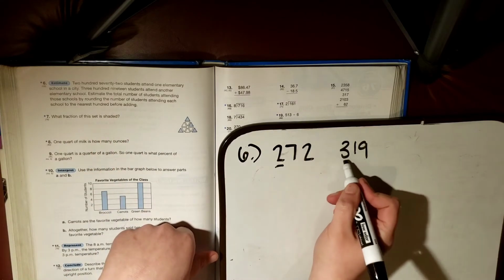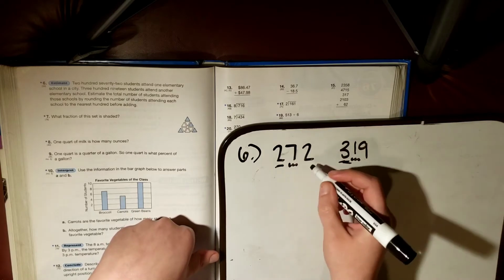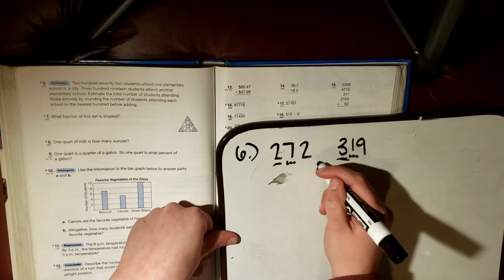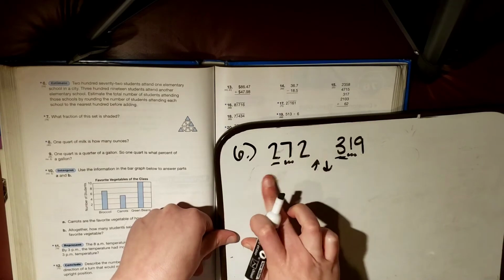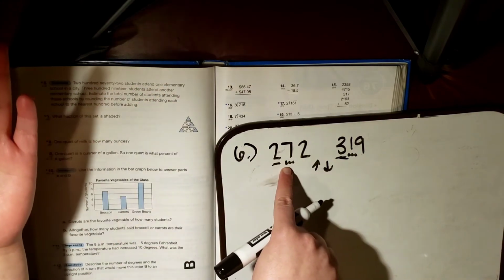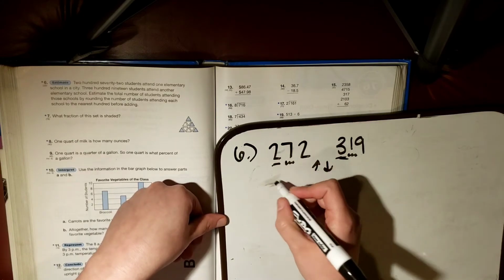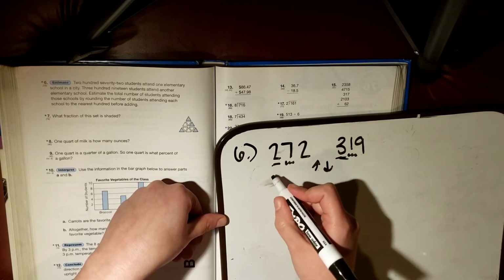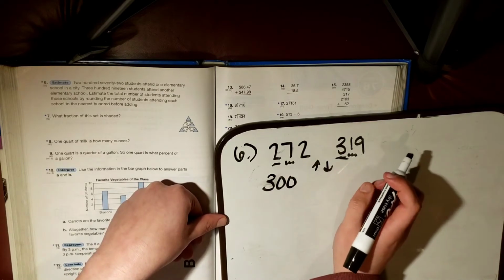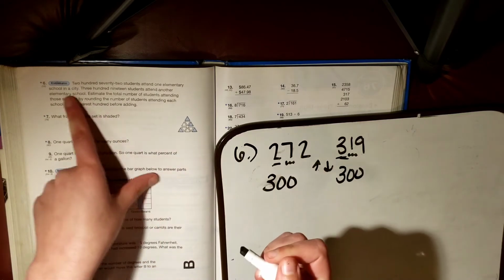So this is our hundreds place, and we look at the number to the right to see if it goes up or down. If this number is 5 or higher, it goes up, or if it's 4 or lower, it goes down. So 7 is really close to 10, and it's 5 or higher, so it's going to round up to 300. 1 is real close to 0, so this is going to round down to 300.